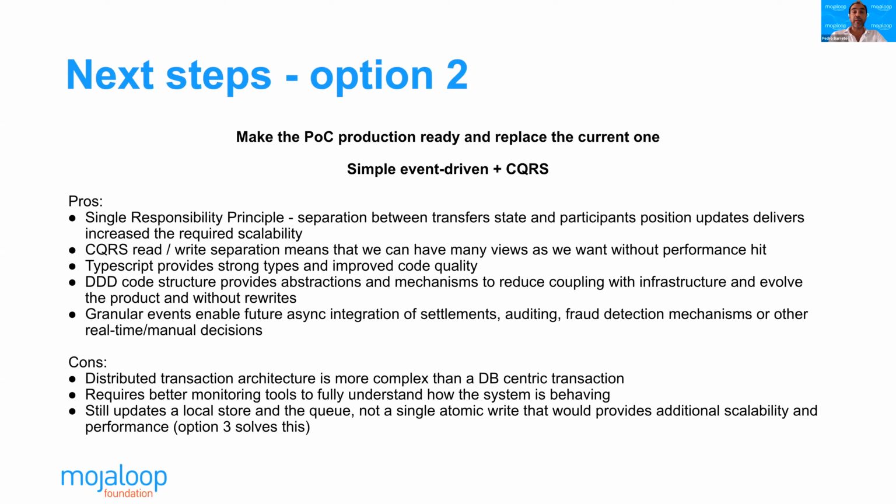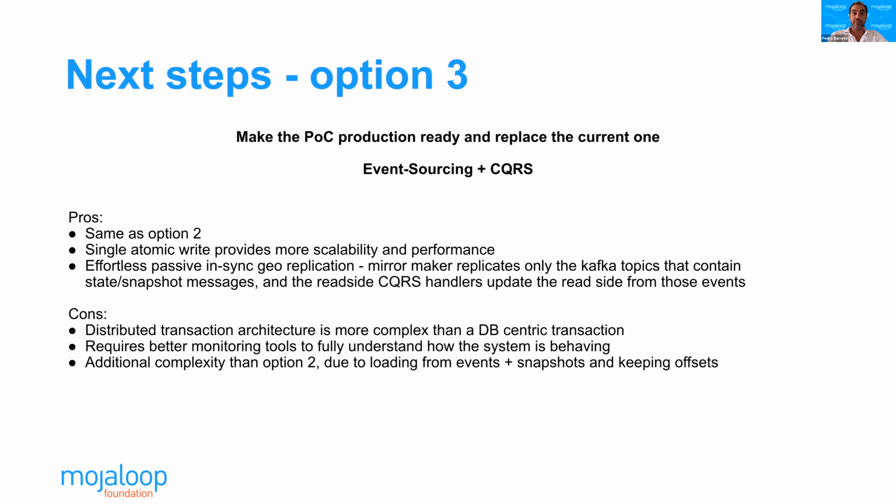It requires better monitoring tools to fully understand how the system is behaving. Again, this is a drawback of this design. It's inevitable. And it still needs to update a local store and the queue. So it's not a single atomic write that provides that additional scalability and performance. So this is specific to option 2, and this is something that we can solve with option 3.